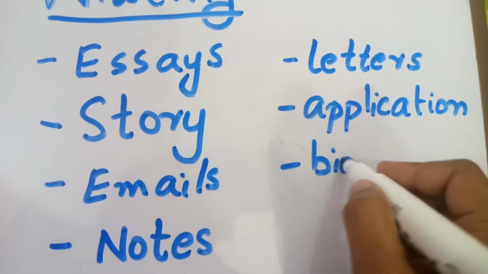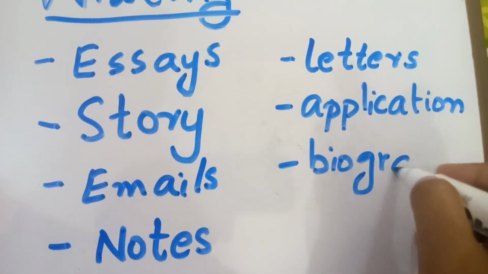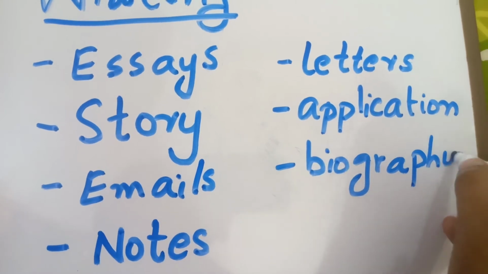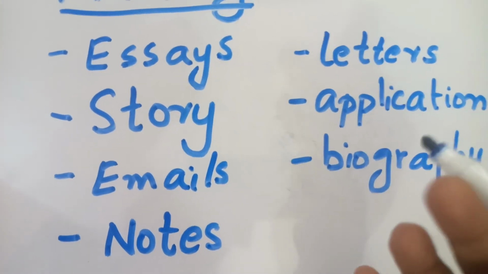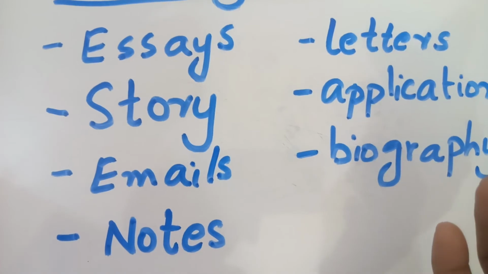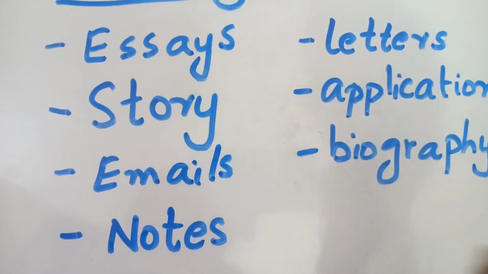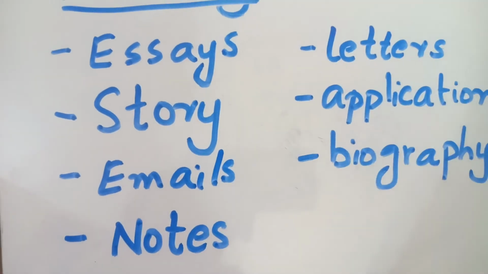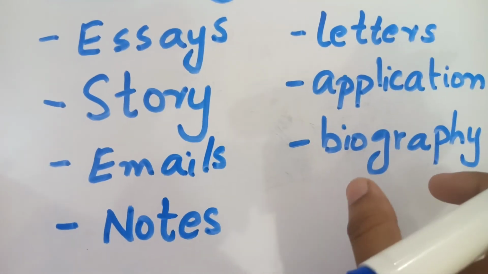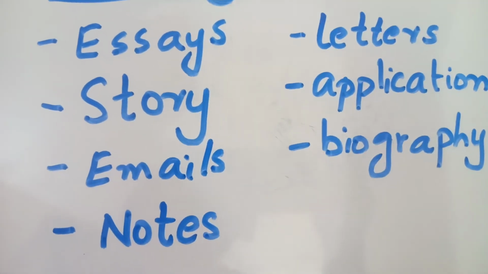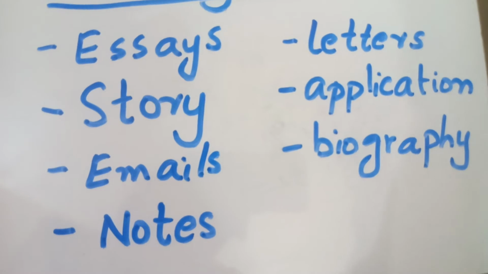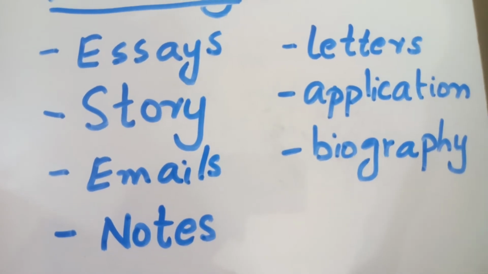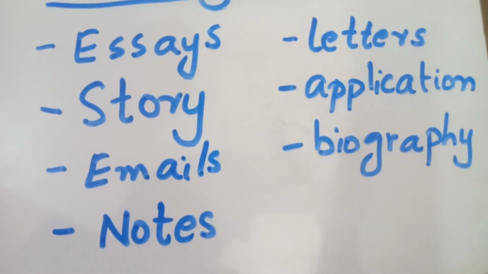Biography. Biography means to write about something. For example, you can write a biography of a pencil. So how will you write? You will write that I am a pencil and I face this, and I'm used for this. This is called autobiography, right? So you can write a biography of anything. By reading about that particular thing, you can write about that thing, okay?